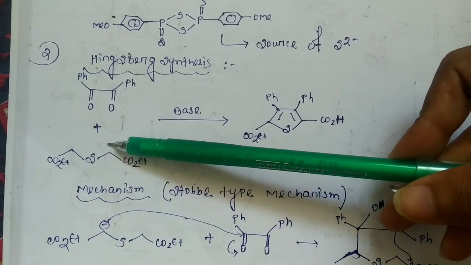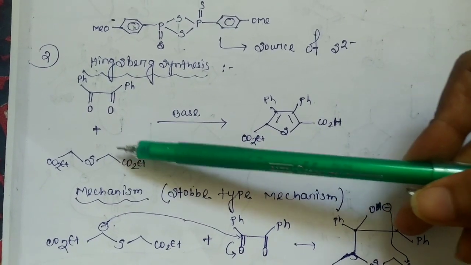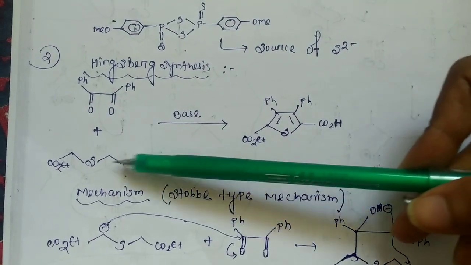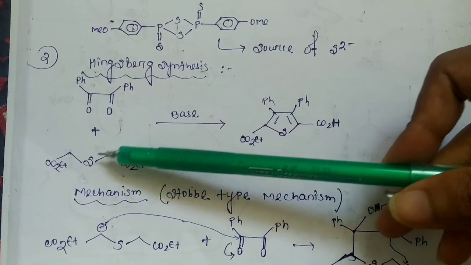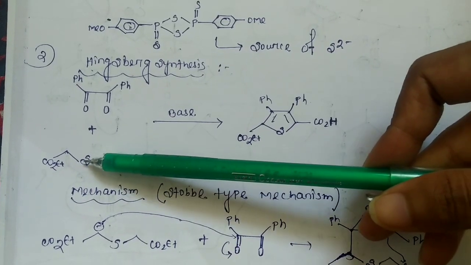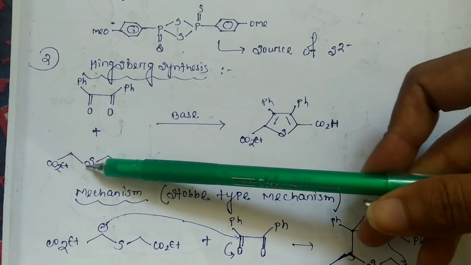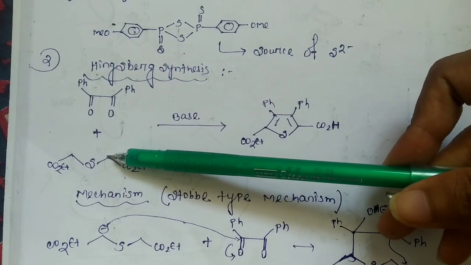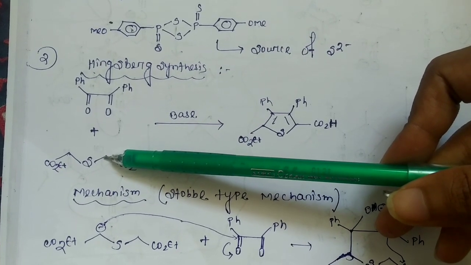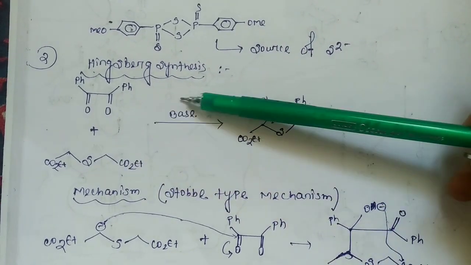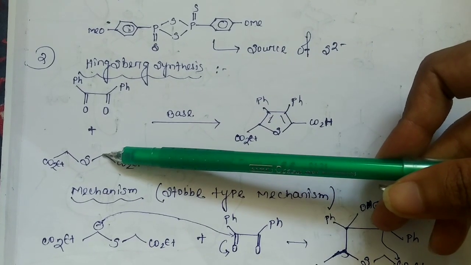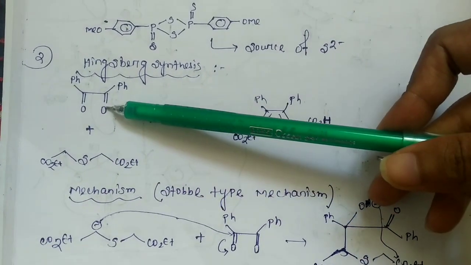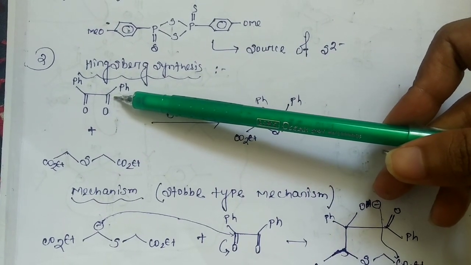We know that this hydrogen is highly acidic because of the electron withdrawing group, and also the sulfur is present. Sulfur also can stabilize the negative charge because it has vacant d orbitals. So this hydrogen is more acidic. Then when the base abstracts the hydrogen from here, a negative charge generates. This negative charge attacks the carbonyl.